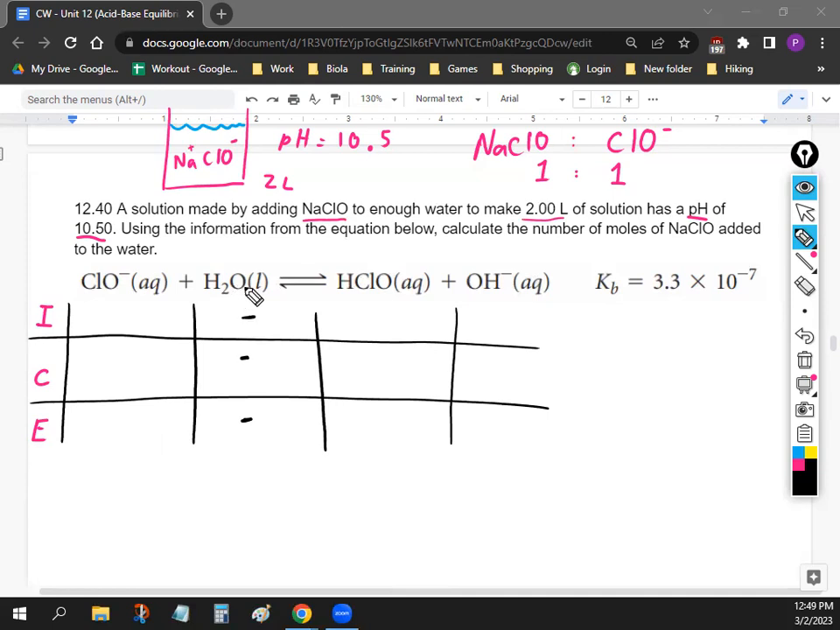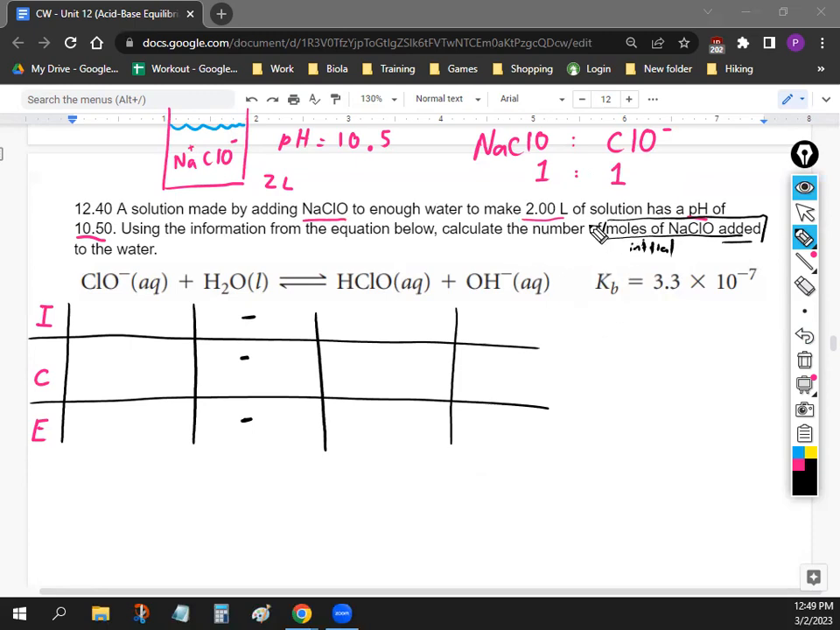Okay, let's keep going. So this one is a little bit different from the problems that we've been doing, because if you notice, we're trying to find the moles of NaClO added to the water, right? So if we take a look at this value that we're trying to find, does this have to do with the initial, the change, or the equilibrium value? Initial. This is the initial, because, wait, hold on. I can't even spell initial. Guess I failed English too. Okay, so this has to do with the initial value because you need to add NaClO and then it dissociates and then comes to equilibrium. Does that make sense?